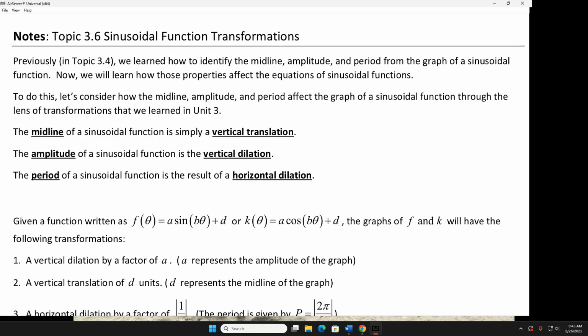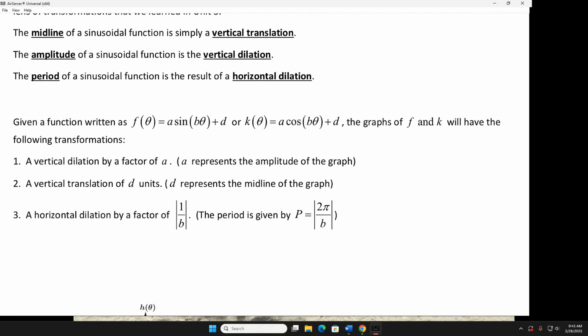And then the period correlates with a horizontal dilation. So the longer the period, it's like a stretch, and then a shorter period is a compression. All right, and so those three things correlate to A, which is what is in front of the sine and cosine. And that's going to be kind of the amplitude.